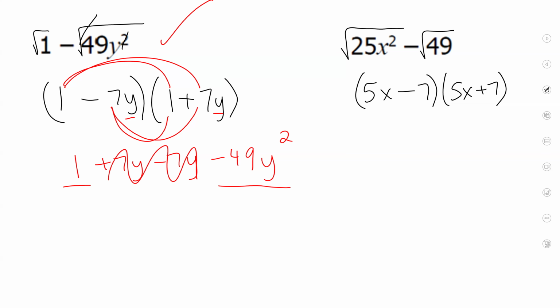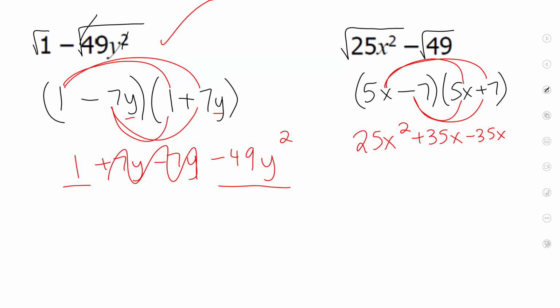Okay, we can do the same thing over here. 5x times 5x is 25x squared. 5x times 7 is 35x. Negative 7 times 5x is negative 35x. Negative 7 times a positive 7 is negative 49. That cancels out. Now I'm left with what I started with. Okay? So I'm going to have you guys practice the rest of these.